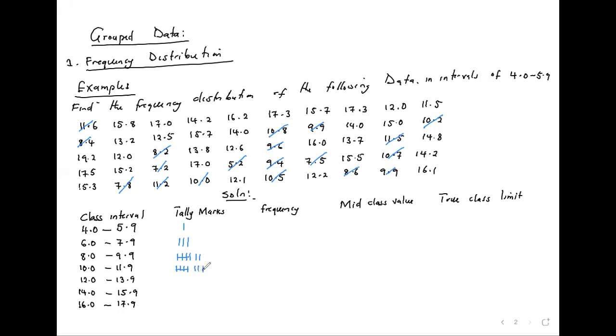From 12 to 13.9, we have 1, 2, 3, 4, 5, 6, 7, 8, 9. So 1, 2, 3, 4, 5, 6, 7, 8, 9.